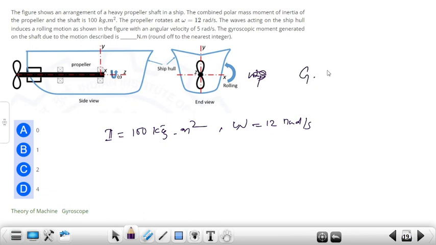The gyroscopic couple is I omega omega p, where I is equal to 100 and omega is 12π. Omega p is the rate of precession. The axis of rolling of the ship and the axis of the rotor are parallel, so there is no precession of the axis, and omega p is equal to 0. So the gyroscopic couple will also be 0. So answer option A is the correct answer.